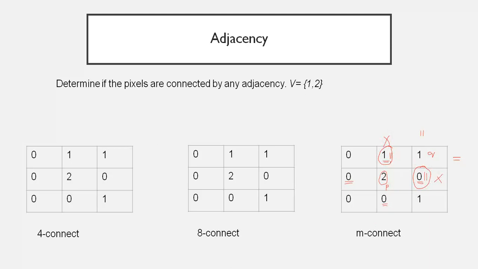Now we have to see whether the pixel at the intersection belongs to V. Let us come to this pixel at the intersection. 0 does not belong to V. However, this 1 belongs to V. Because a pixel at the intersection belongs to set V, we cannot connect. P and Q cannot be connected. For them to be connected, the pixels at the intersection should not belong to set V.